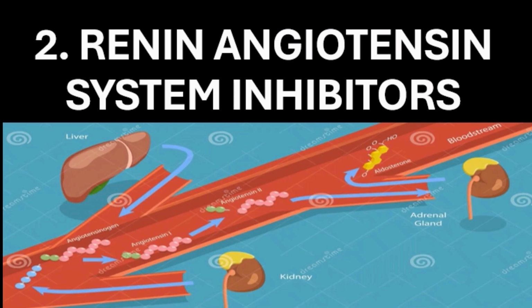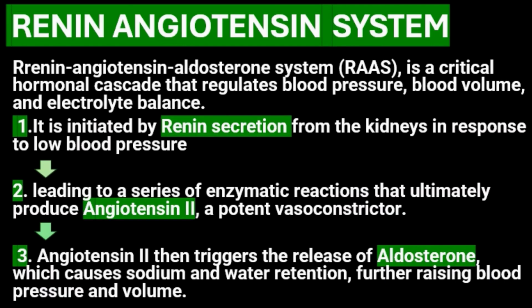Next category of antihypertensive medicines are renin-angiotensin system inhibitors. Now let us see the renin-angiotensin system to understand this medicine in a better way. The renin-angiotensin-aldosterone system is a critical hormone cascade that regulates blood pressure, blood volume, and electrolyte balance.